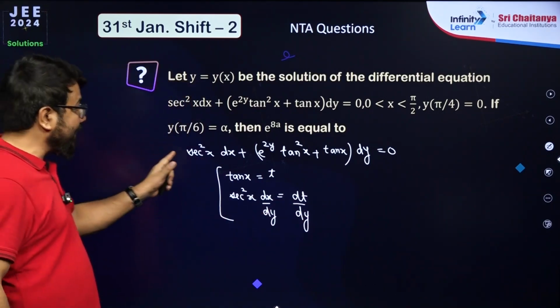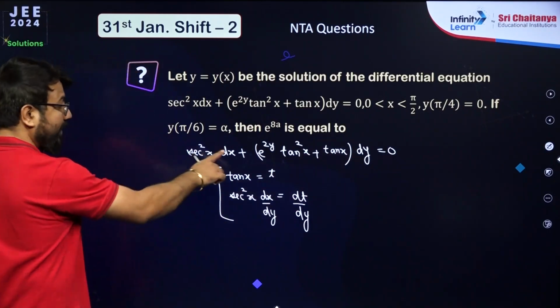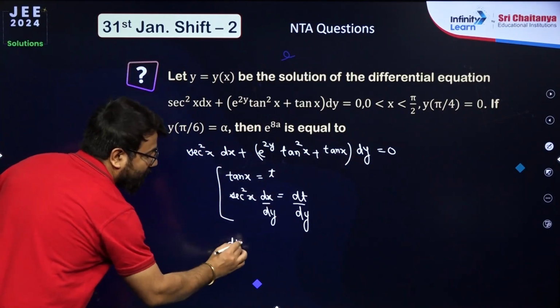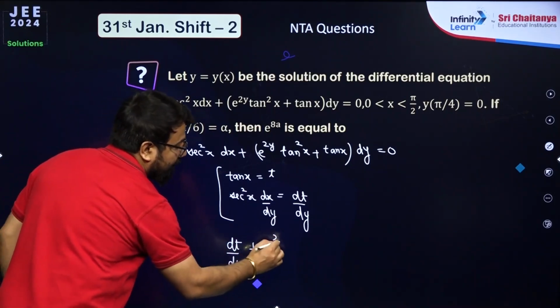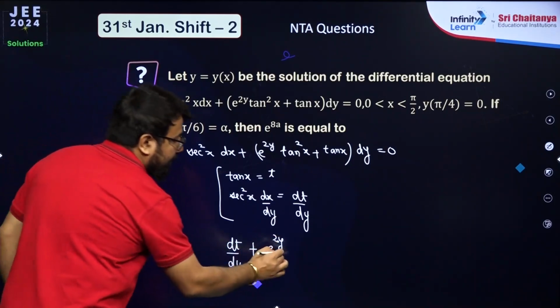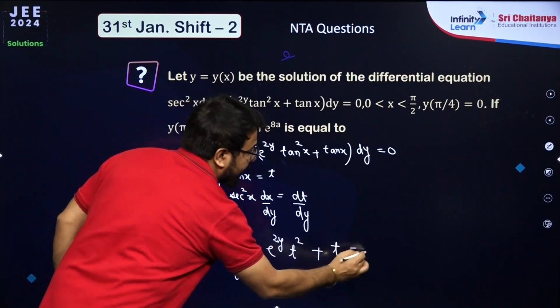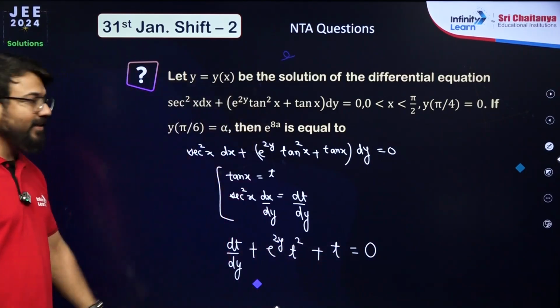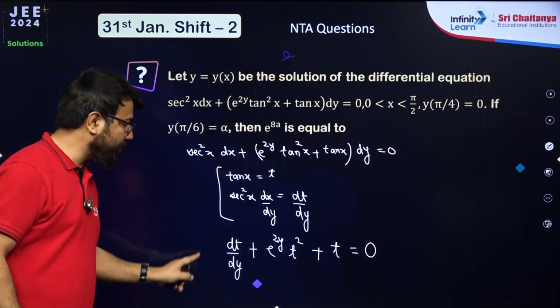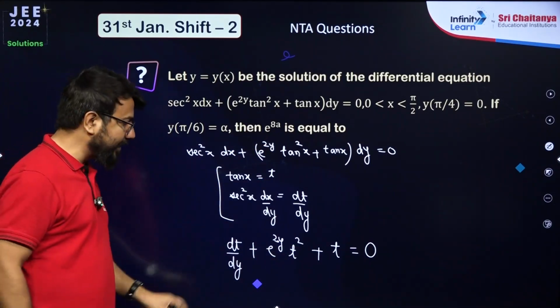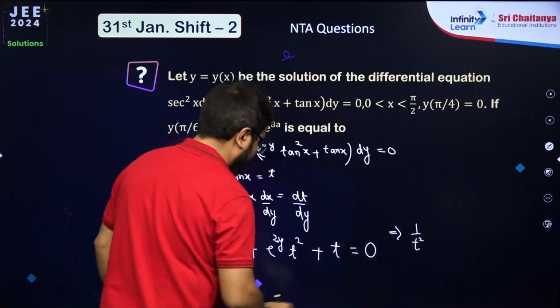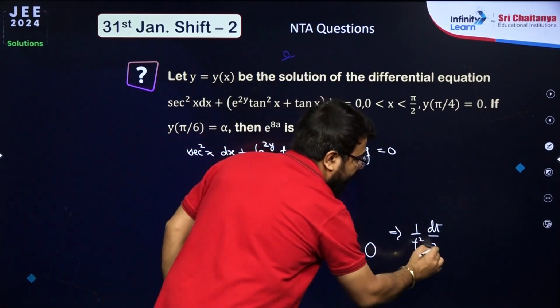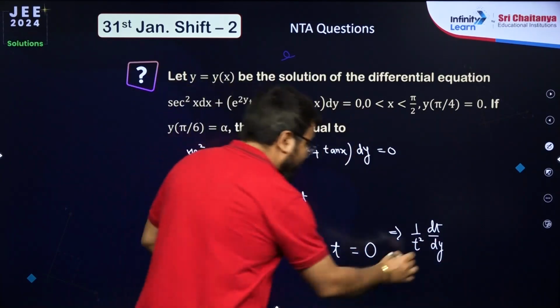Now if you divide the entire expression by dy, sec square x dx upon dy will be written as dt over dy. Okay, here it is e raised to the power 2y, and this is t square, this is t, and this is 0, because I divided by dy initially. This is the equation being obtained. If I divide the complete equation by t square, it will be 1 upon t square dt over dy, plus 1 by t.